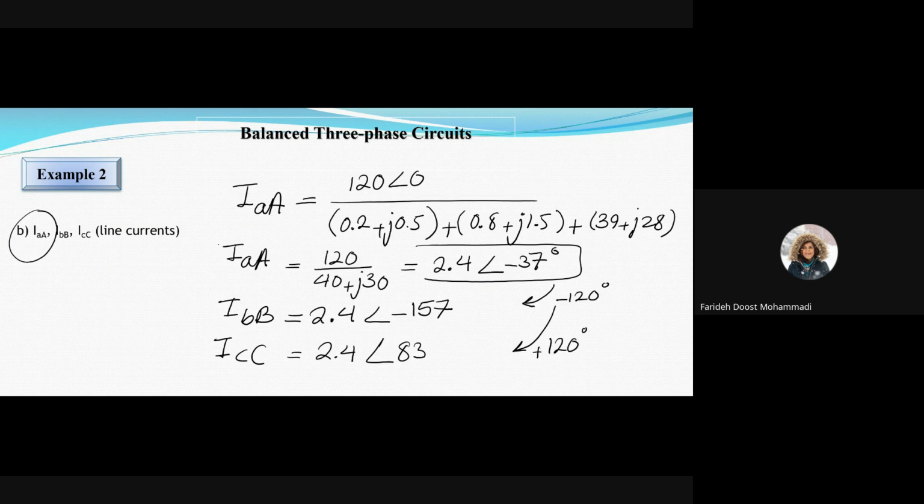So in a balanced circuit, you have an easy job to do. All you need to do is solve for the phase current or voltage or whatever parameter you're interested in, and then just shift it by 120 and minus 120 to find the other two phase parameters. Any question up to here?